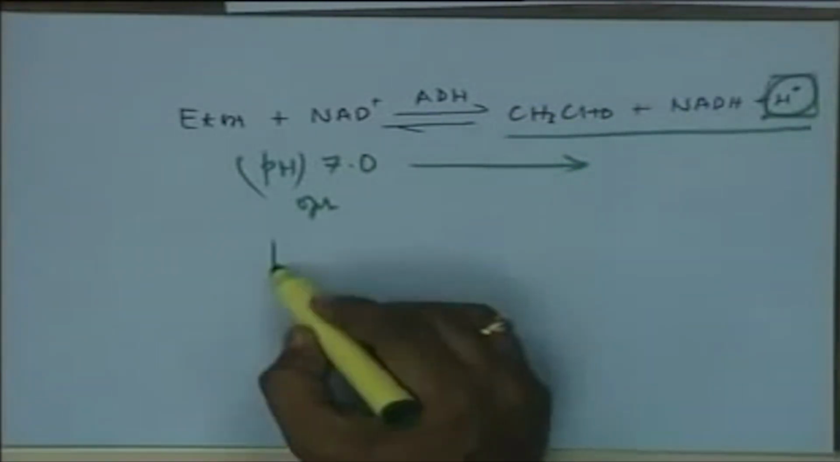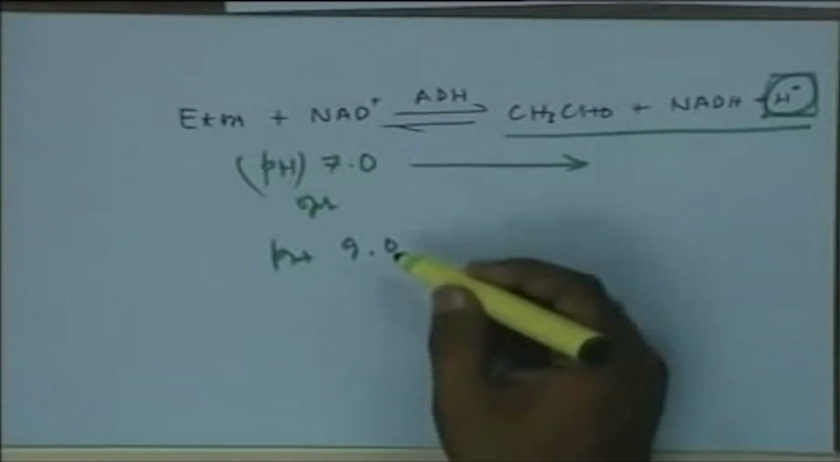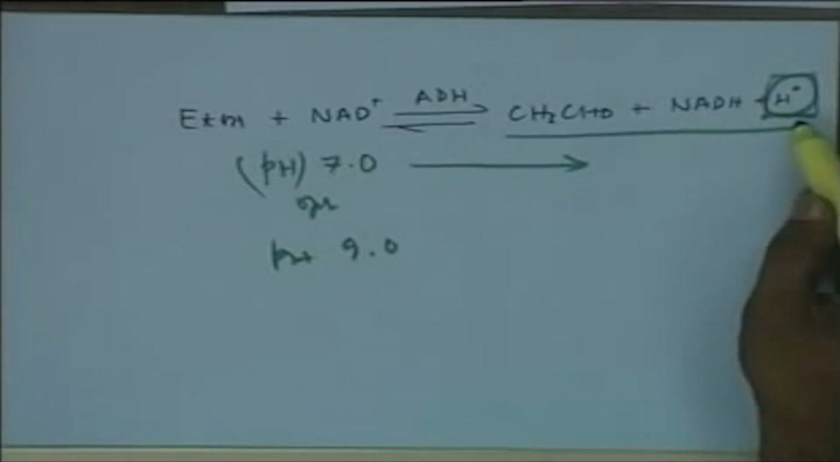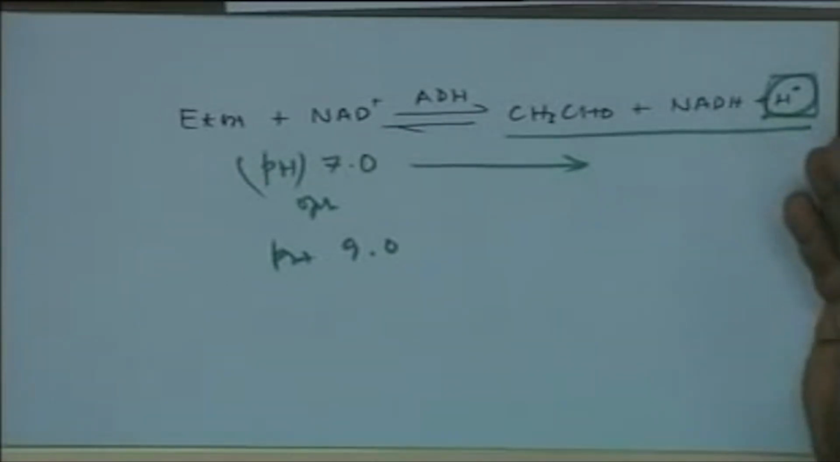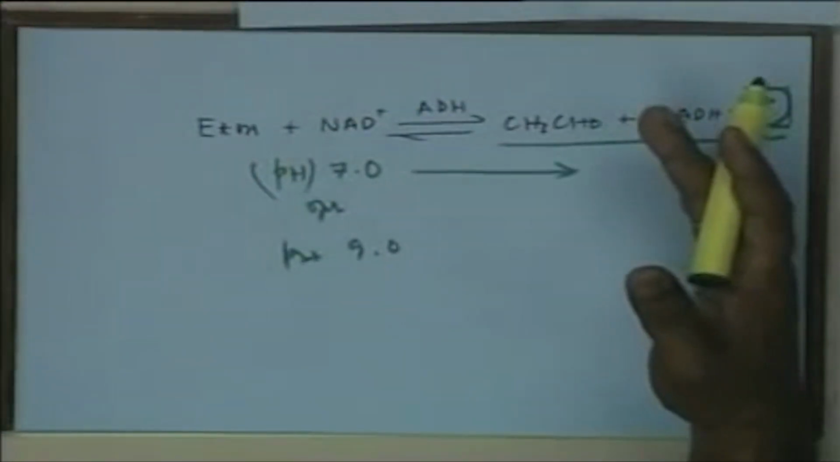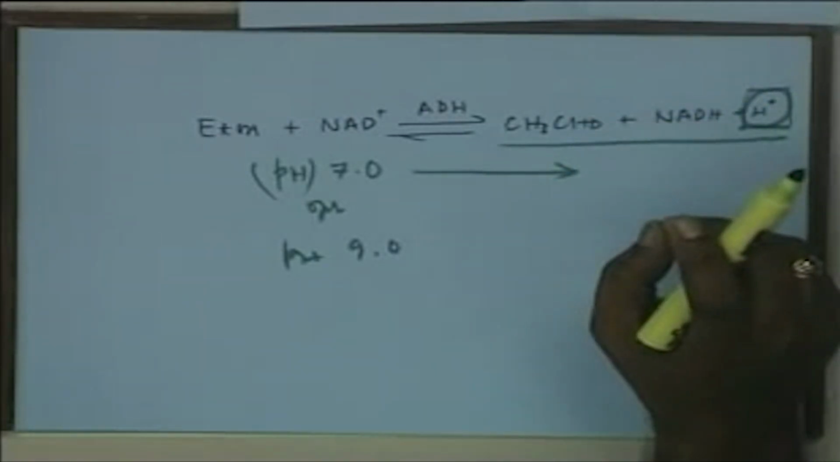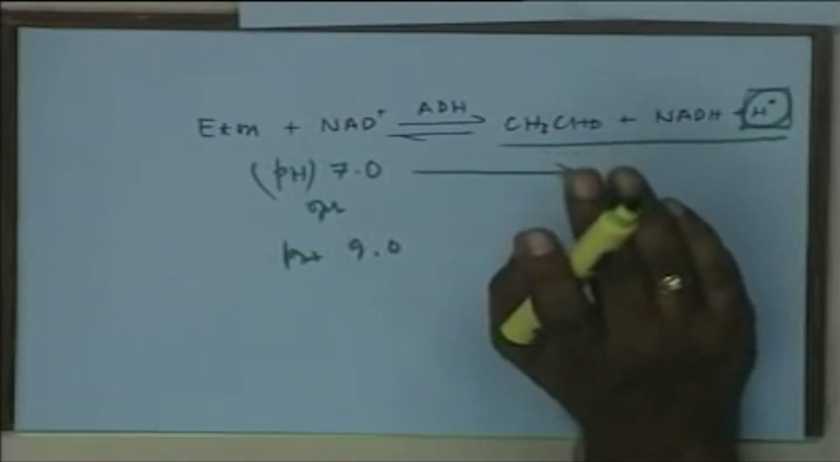For example, consider pH 9, just as an arbitrary value. At pH 9 the concentration of hydrogen ions will be 100-fold less, 1/100th of that at pH 7, and therefore you can drive the reaction as far as the equilibrium constant is concerned, but at a very slow rate. Obviously the shift in the equilibrium must be considered in terms of the rate. So the pH optimum and the equilibrium constant are two issues which are to be considered independently.